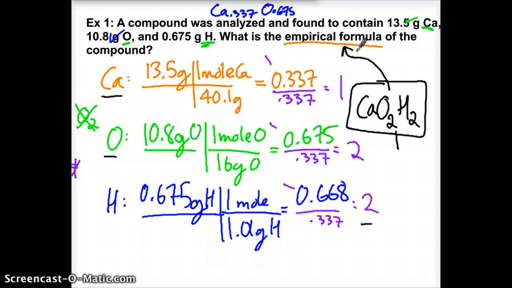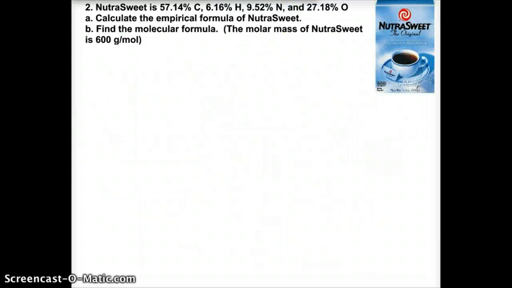Key points: determine the number of moles of each, then divide by the lowest number of moles present, then write the formula. But let's say we're not given the number of grams of each. We're given percentages, like here. What do we do then? Well, part A asks us to calculate the empirical formula for NutraSweet, which is an artificial sweetener instead of sugar.